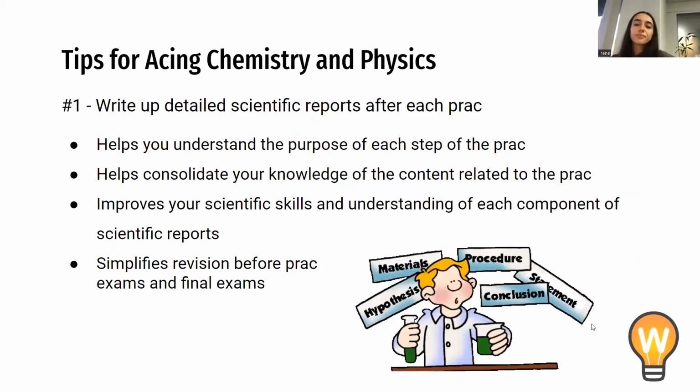All right. So now on to some tips for acing chemistry and physics. First of all, write up detailed scientific reports after each prac that you do. Just like you would write notes for the theory that you learn, you also need to write notes for your pracs. And the way that we write notes for pracs in science is through scientific reports.